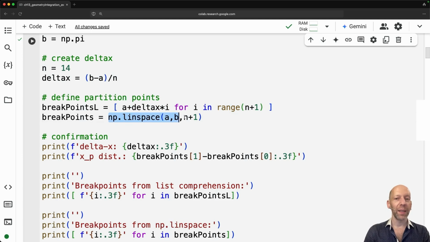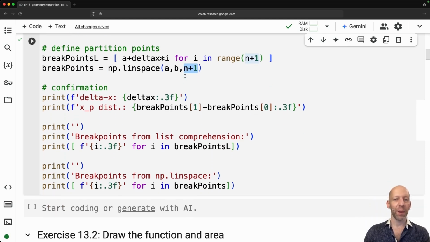And then I'm using linspace to get n plus 1 numbers between a and b. And remember, we need to have n plus 1 here, because the n is specifying the number of intervals. If we want 14 segments or little intervals, we need to have 15 breakpoints to define them. So you always need n plus 1 partition points for n segments.